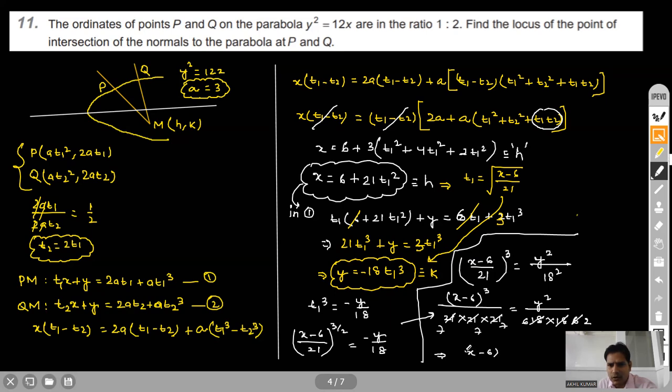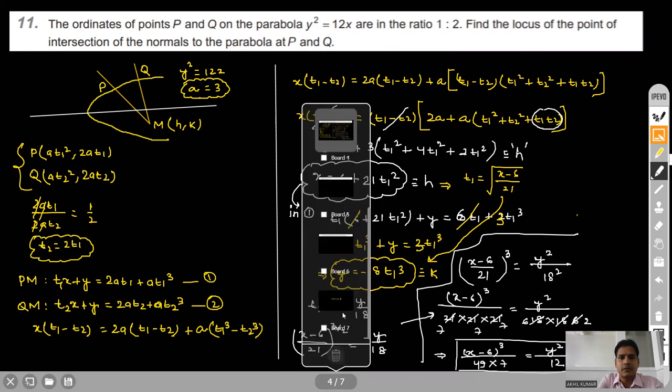This (X minus 6) whole cube, divided upon what is left out? 7 into 7 into 7, that is 49 into 7, and this will be equal to Y square upon 6 into 2, that is 12. So hope this is clear to all. This will be our required locus. So yeah, now let's see the next question.